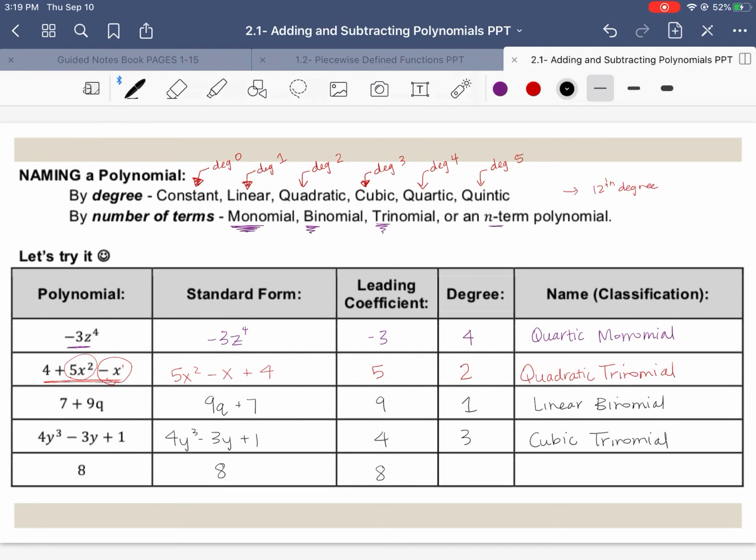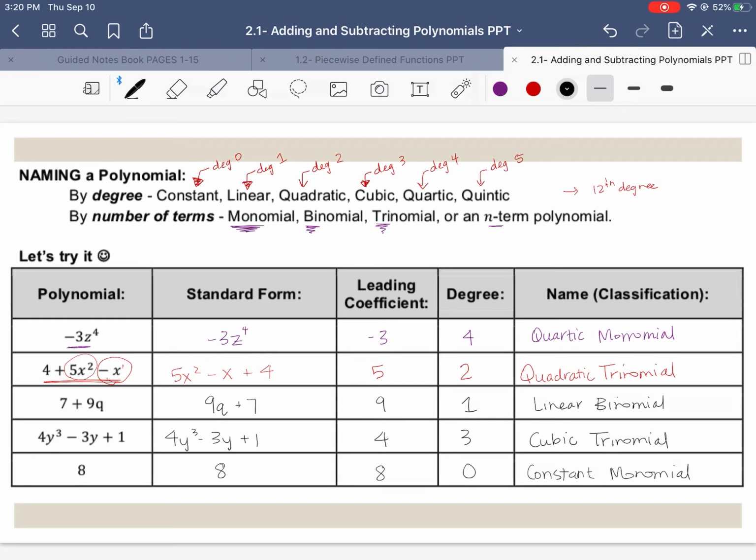The last one is only the numerical value of 8, so it gets to be its own leading coefficient. There's no variables, so this is the one we'd say is a degree of 0. And this is, oops, not linear. Degree of 0 is constant. And there's only 1 term, so we call it a monomial.